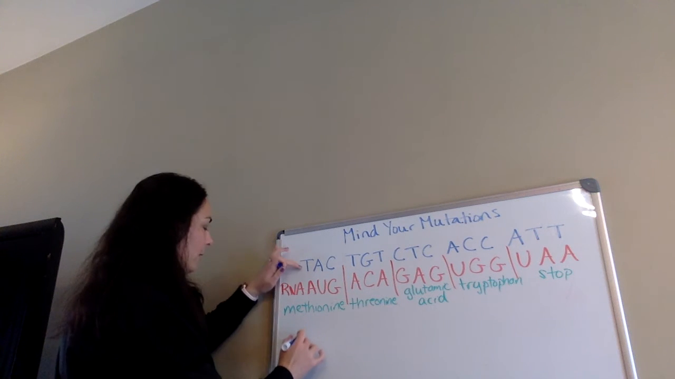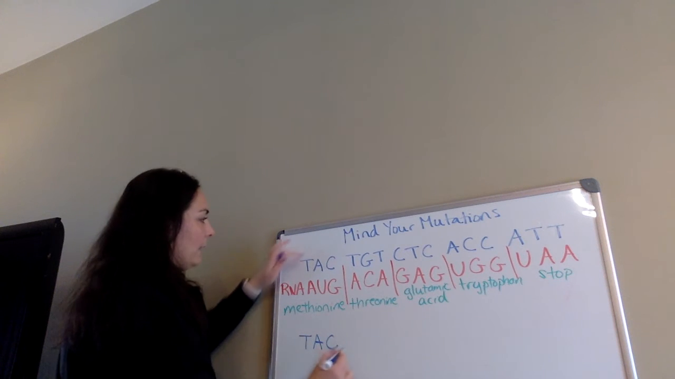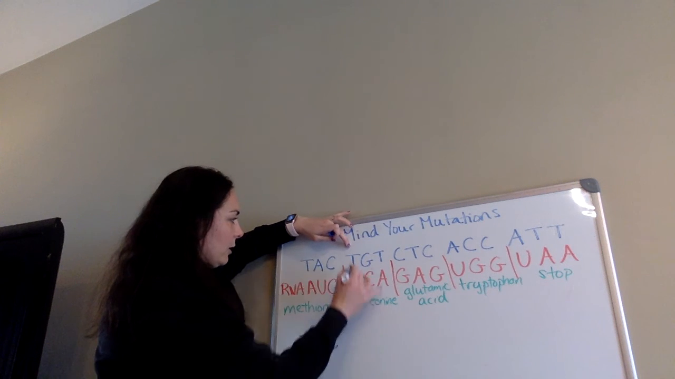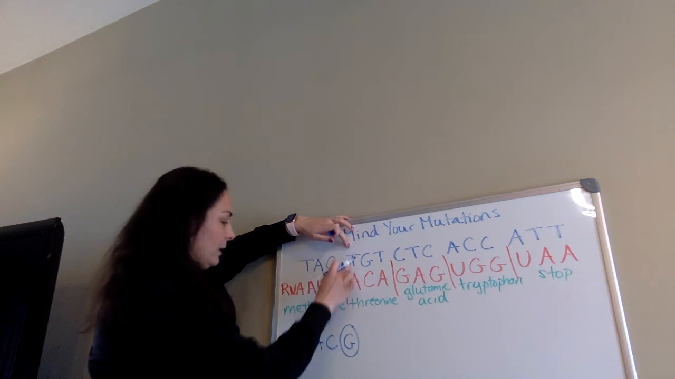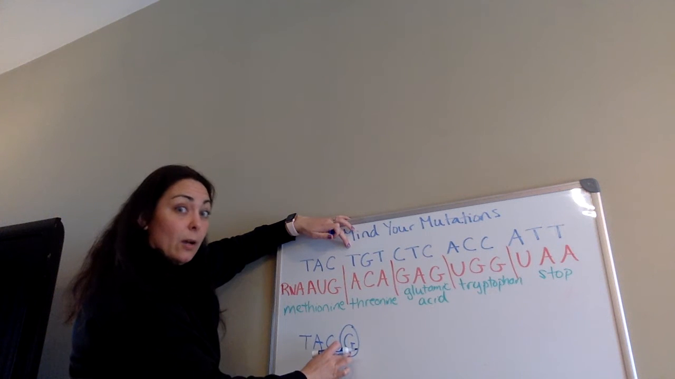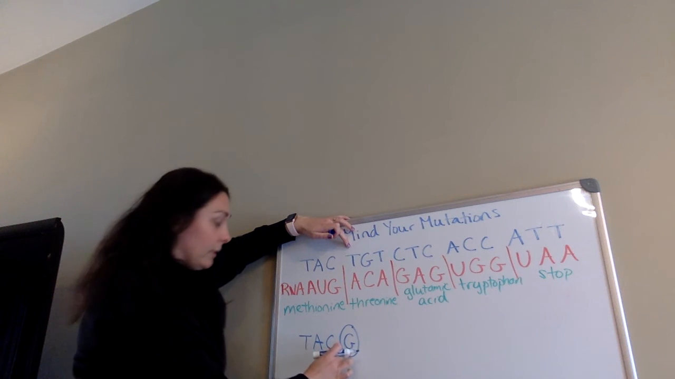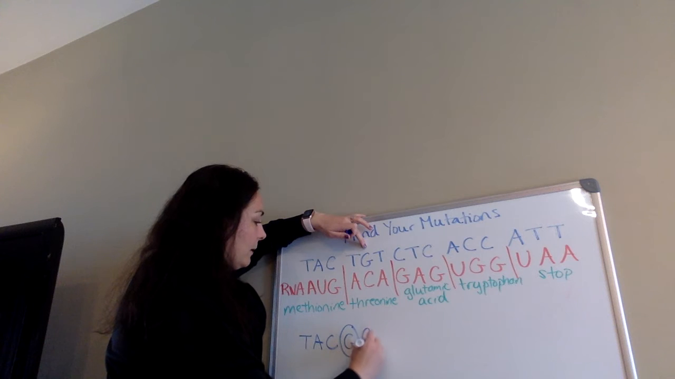Maybe I'm going to say, okay, here's the original DNA strand, TAC. I'll keep that the same. But then let's change this T to a G. Okay, so I've substituted this. I changed the T to a G. Uh-oh, that's a mutation.